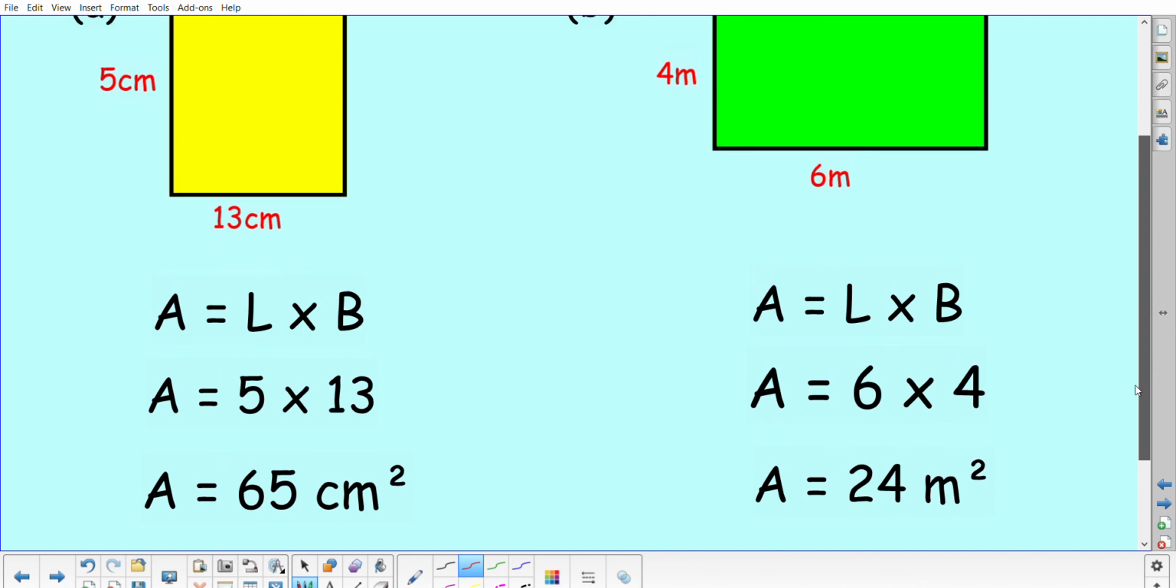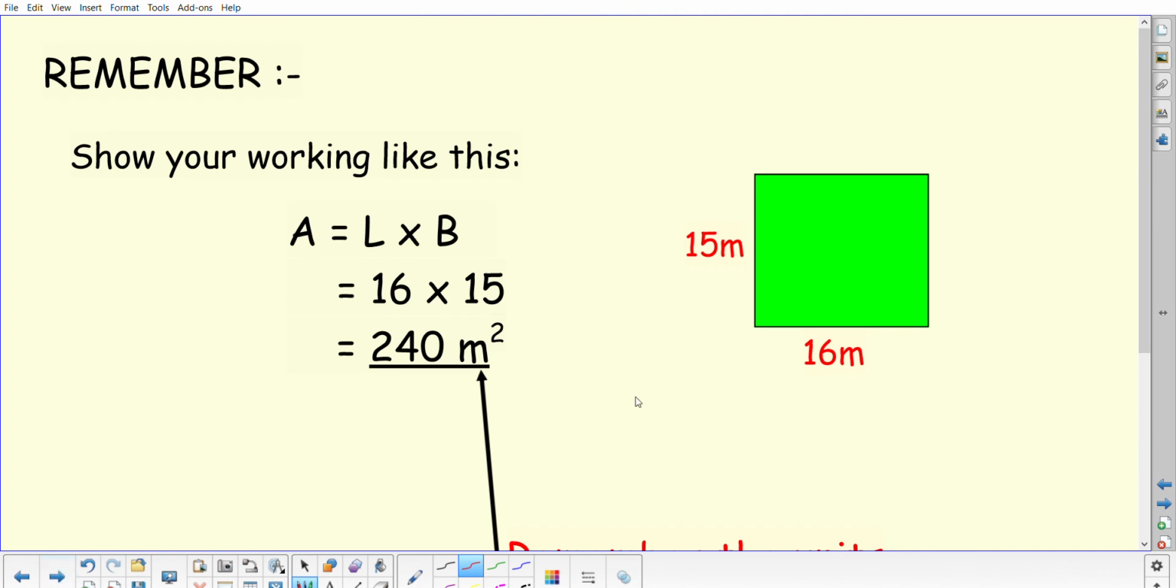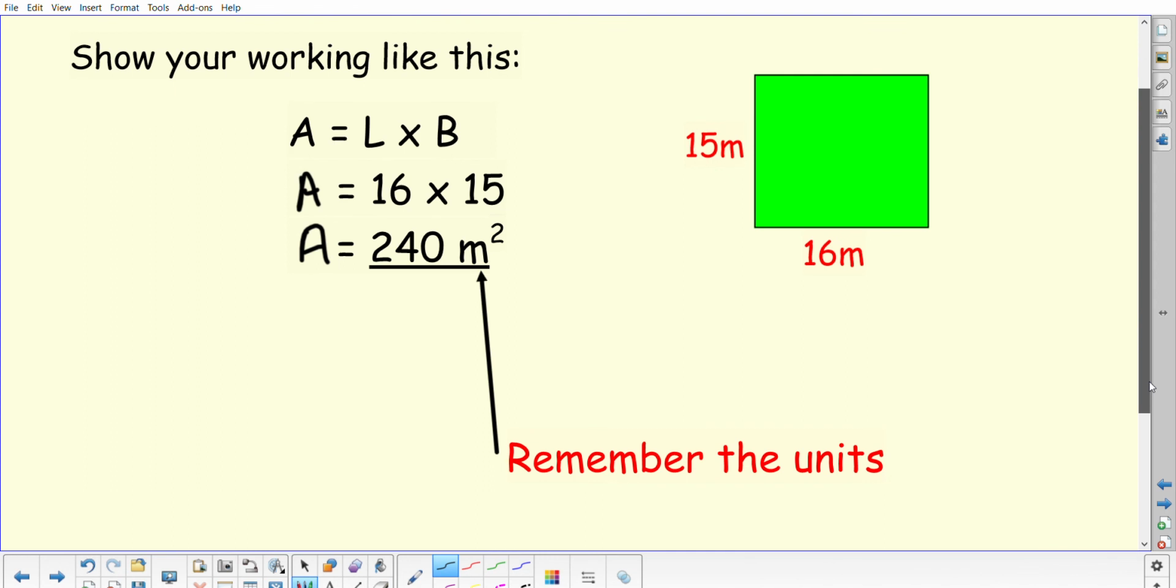So that's basically what we need you to know from this lesson and take away and be able to do by yourself. You need 3 lines of working when you do this, so just a little recap. Show your working, it would look like this. Area equals length times breadth. Area equals 16 times 15, and therefore area, you do that on the calculator of course, 240. Because it's metres by metres here, your units will be square metres. So sometimes the units are square centimetres, sometimes they are square metres. It depends what the measurements are.